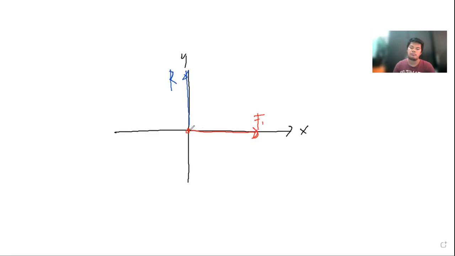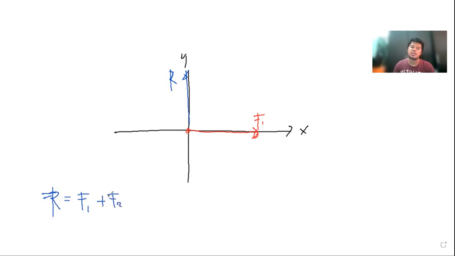And then F2 is unknown. We do not know the direction and magnitude of F2. So basically we have these two forces, and we can make use of complex notation. We know that the resultant force R is equivalent to the summation of F1 plus F2.